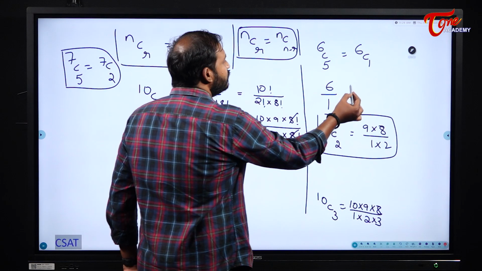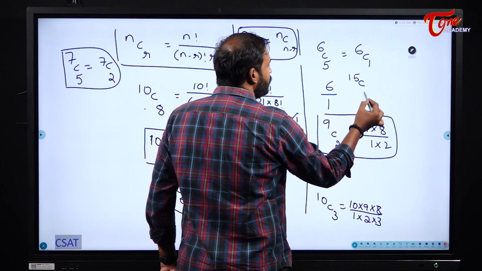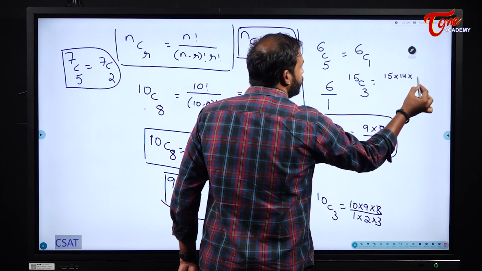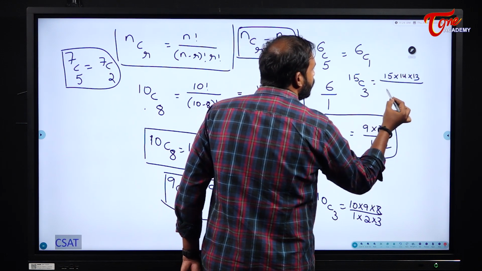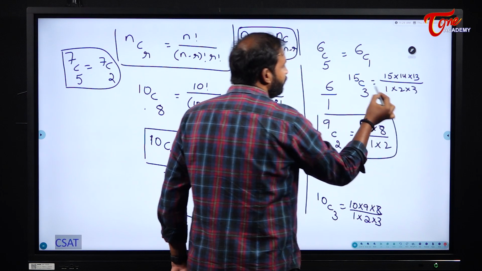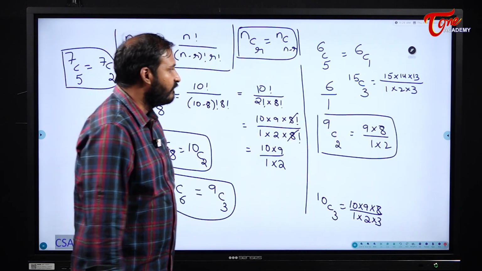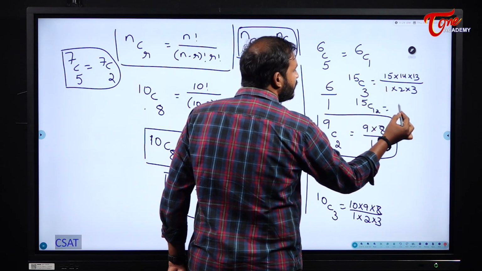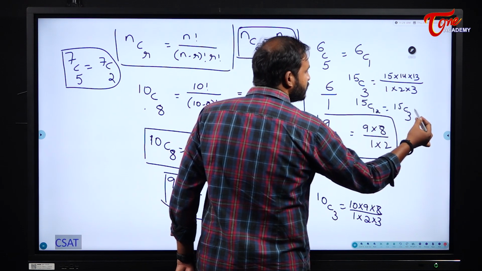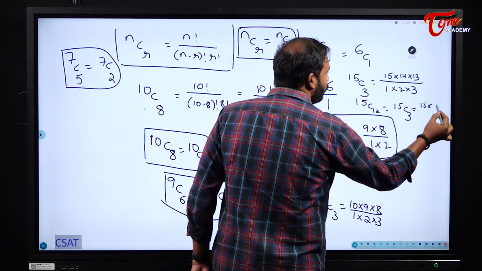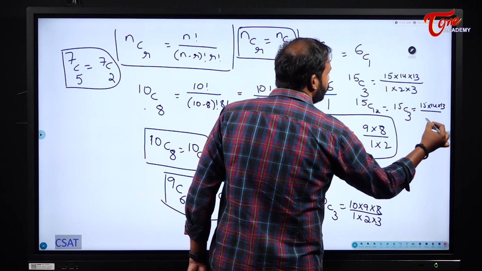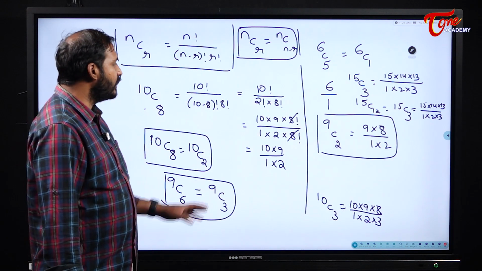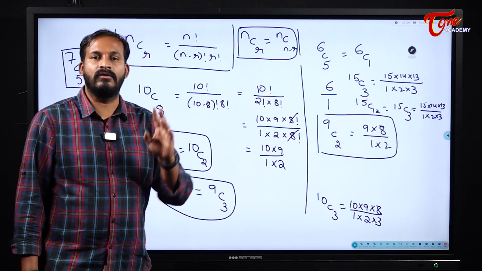For example, if it is 15C3, how will you write it? 15 into 14 into 13, reducing for 3 times, by 1 into 2 into 3. Anyway, the 15C3 value will be the same thing. For example, if I want to find 15C12, 15C12 will be equal to 15C3, and 15C3 I will write as 15 into 14 into 13 by 1 into 2 into 3. I hope you understood this concept. We are going to use these concepts to solve our problem.